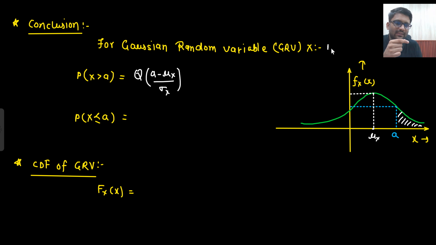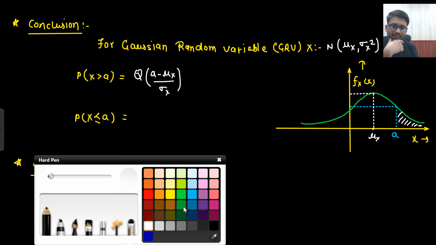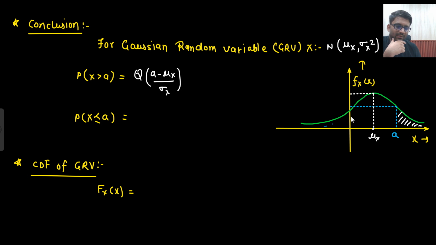Gaussian random variable x such that it is normally distributed with mu x mean and sigma x square variance. So what do you think? What will be the probability of random variable x taking value lesser than equals to a? That means this particular probability they are asking now. Which probability they are asking?